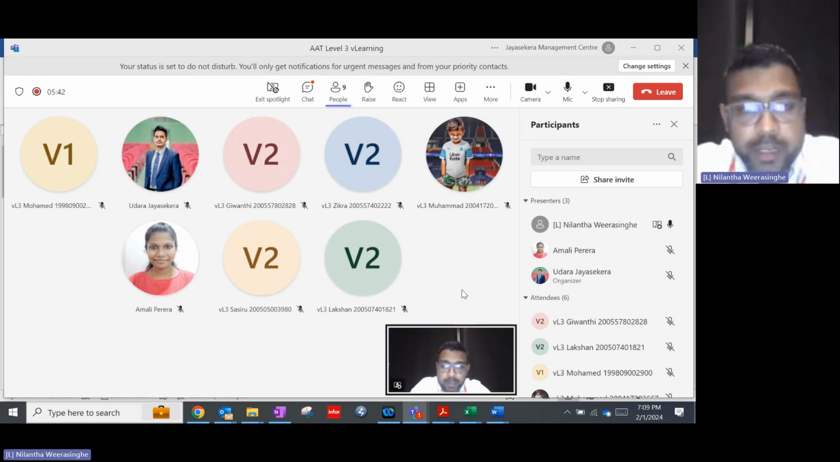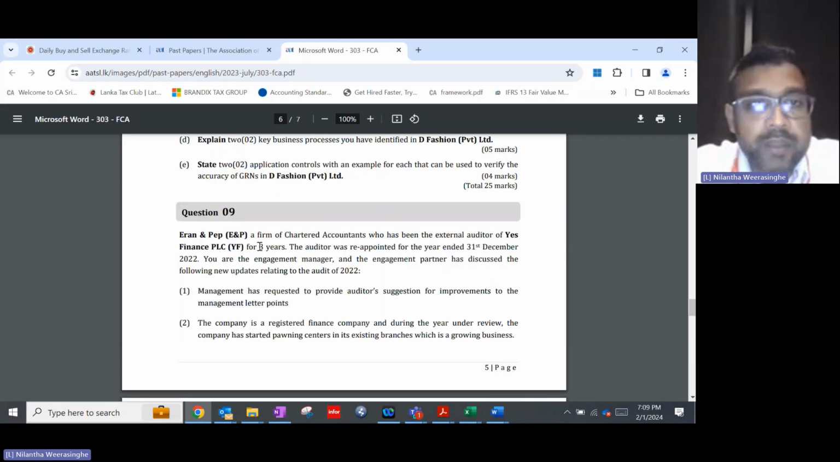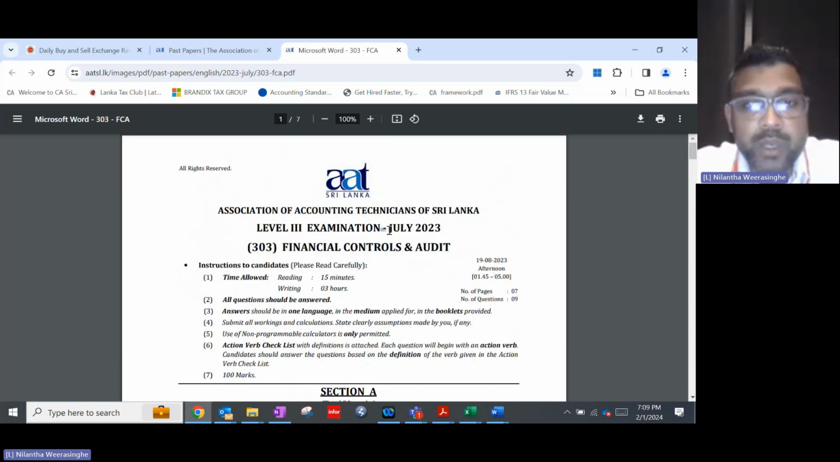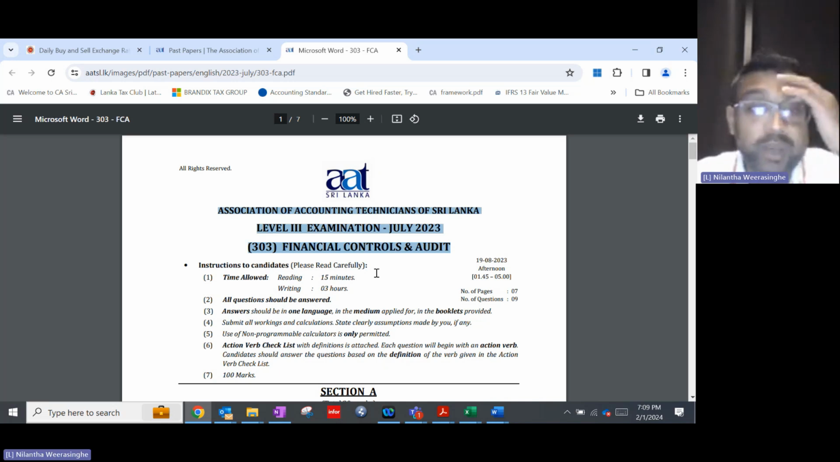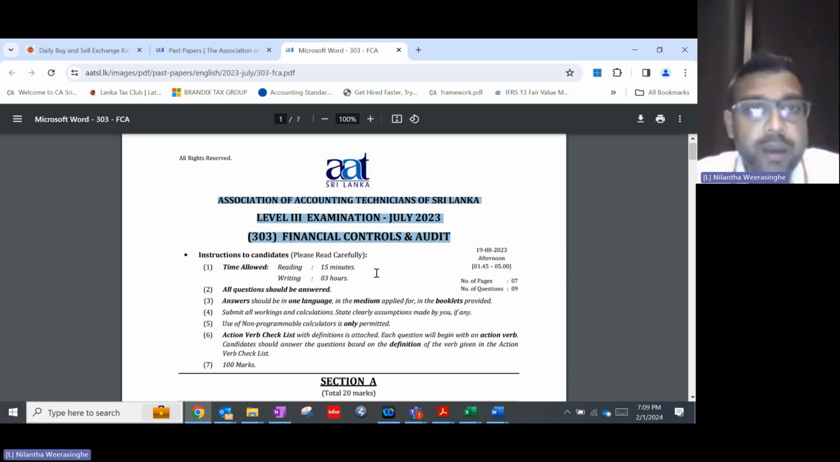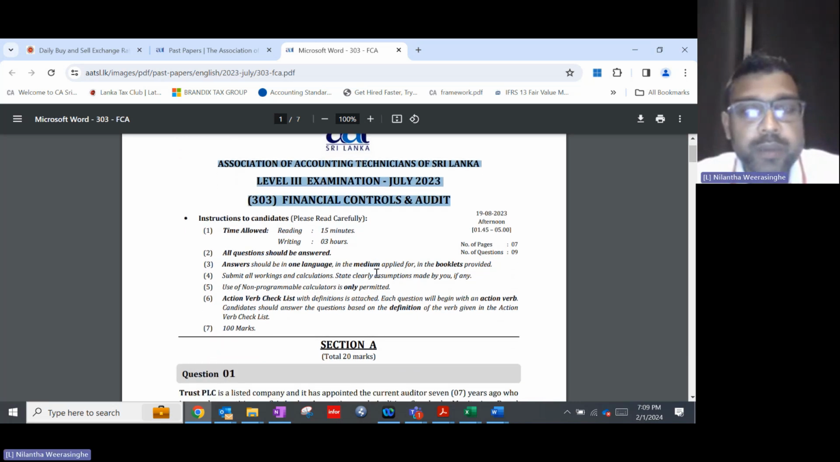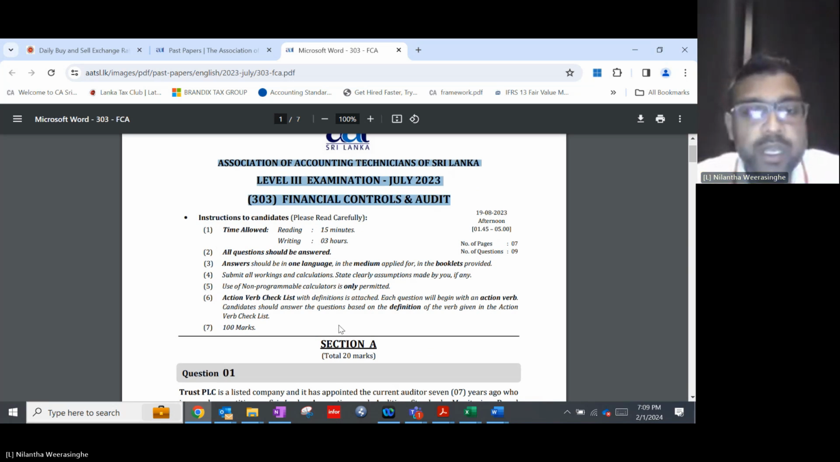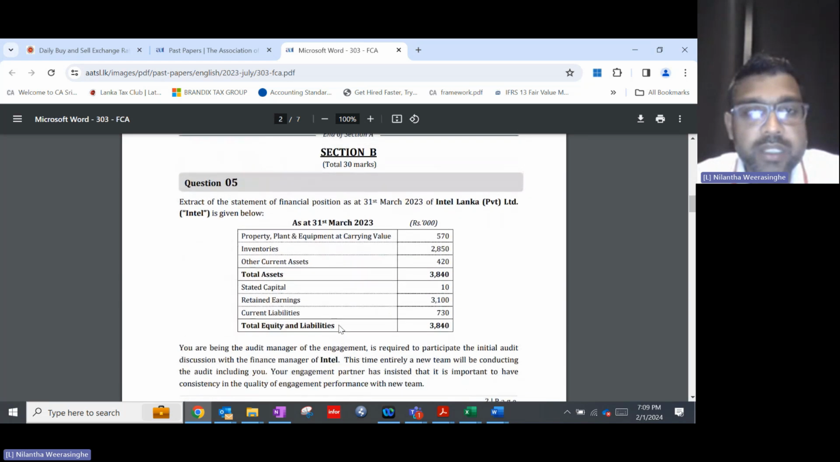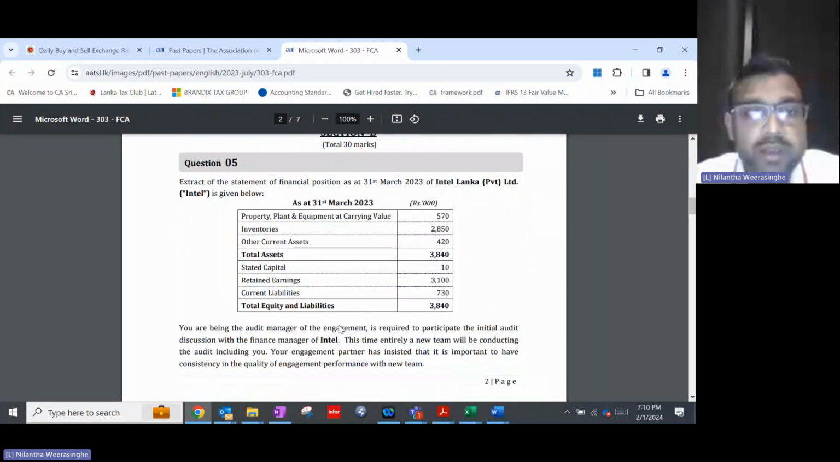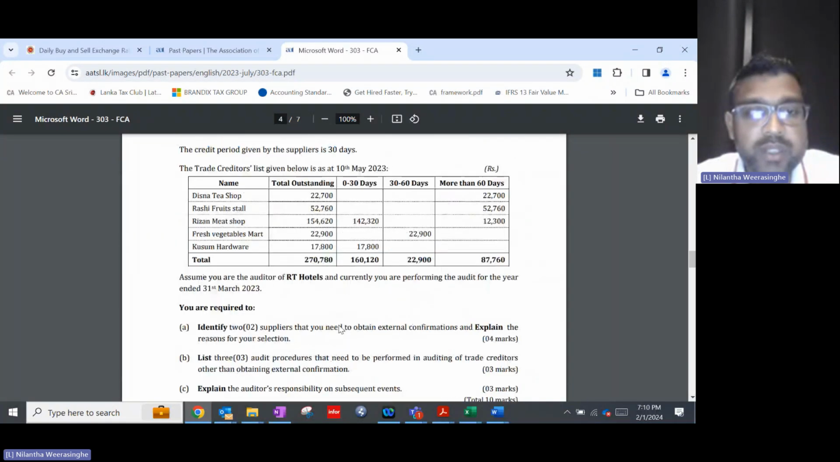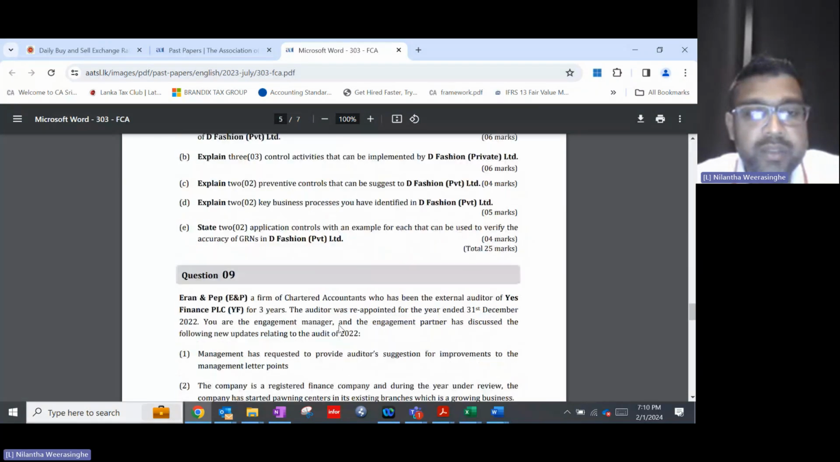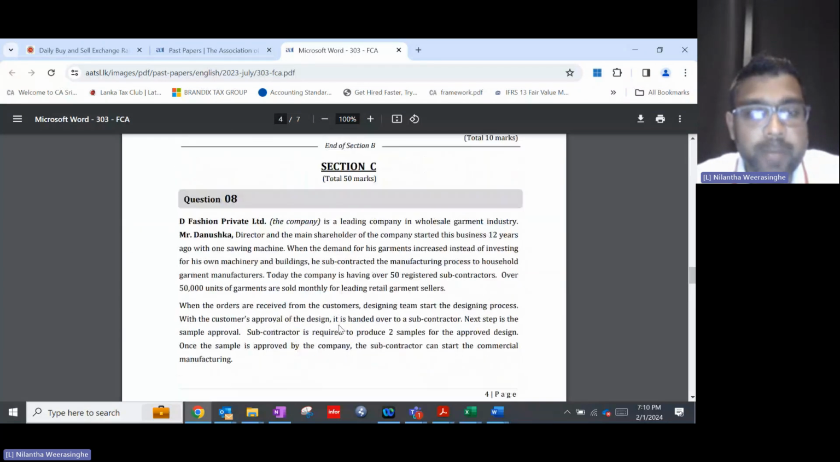When it comes to the AAT auditing paper, I just downloaded the very latest paper, July 2023, final paper. Financial Controls and Auditing is the subject name. Here, I think Evans would have explained the paper structure properly. You have 3 sections. Section A has 4 questions, Section B has 3 questions, 5, 6, and 7. And questions 8 and 9 are from Section C. So that is the paper composition.